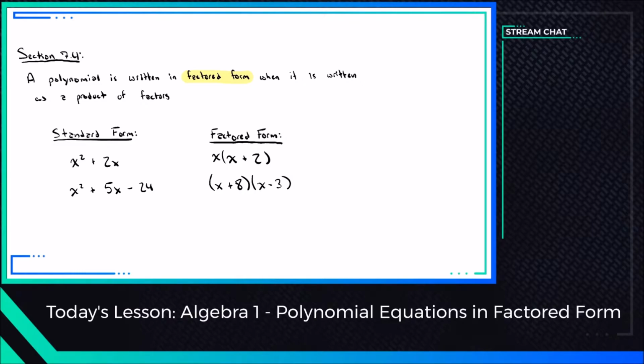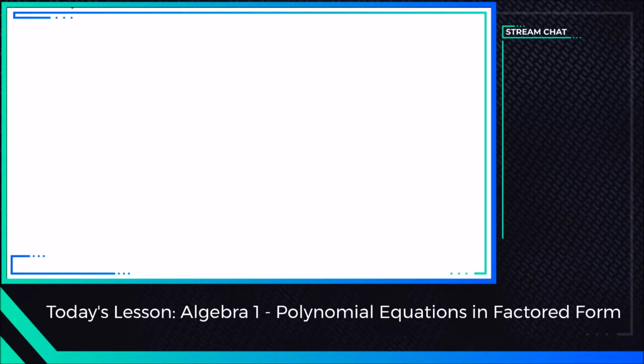Just to solidify that, if we do our FOIL method, first we get x squared, then outside we get minus 3x, inside we get plus 8x, and last we get minus 24, or x squared plus 5x minus 24. So that does indeed line up. And first we're going to talk about what is known as the zero product property.